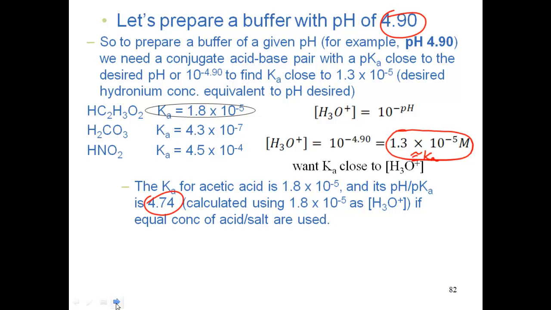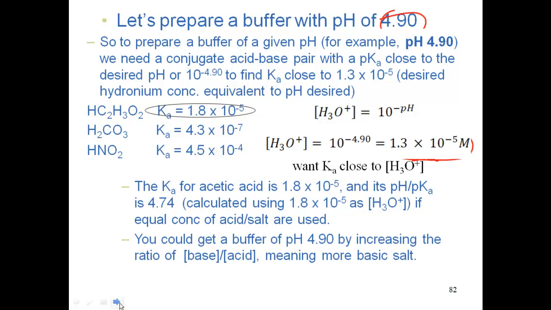So when I get finished, my concentration of my acid and base should not be equivalent. If I have them equivalent, I'll get a pH of 4.74 for the buffer. I want it to be a little higher. I want it to be 4.90. So I should have more basic salt than I have acid as my components to get that pH. So you can get a buffer of pH 4.90 by increasing that ratio of base to acid, meaning more basic salt.